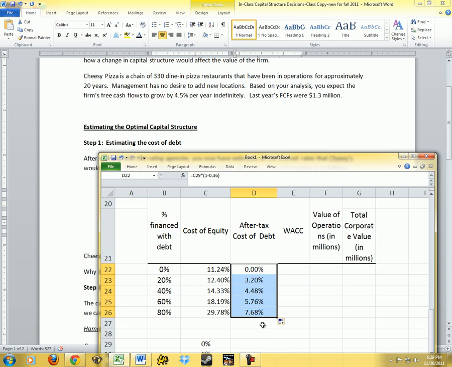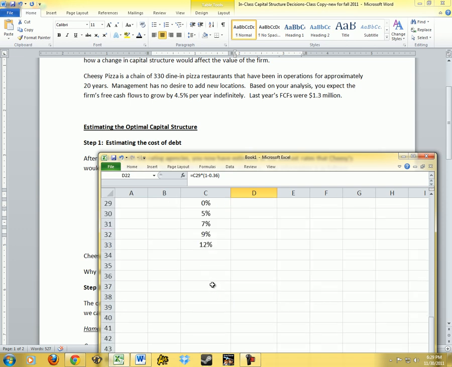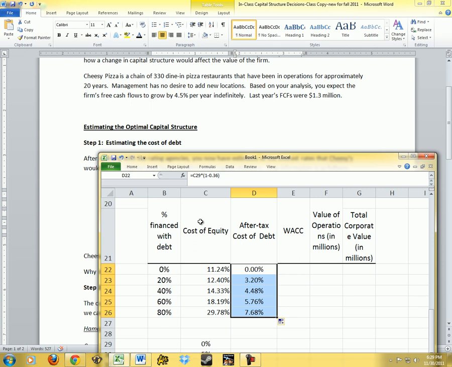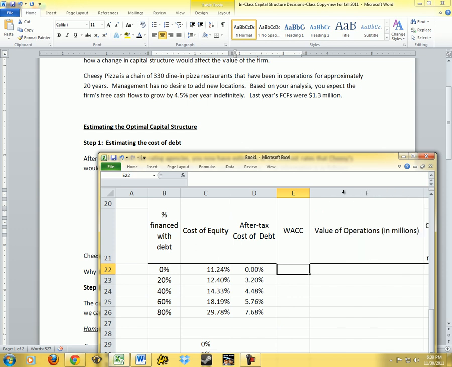An important relationship you should see here is that the after-tax cost of debt should always be less than the cost of equity. In fact, the pre-tax cost of debt should always be less than the cost of equity. If that's not the case, there's something wrong. Our weighted average cost of capital then, we've got our cost of equity, we've got our after-tax cost of debt. We can calculate the weights now.